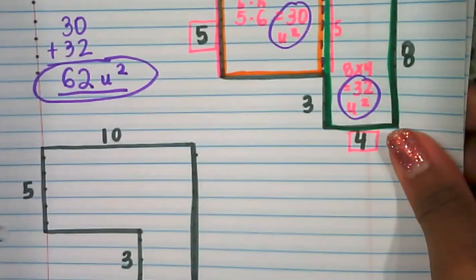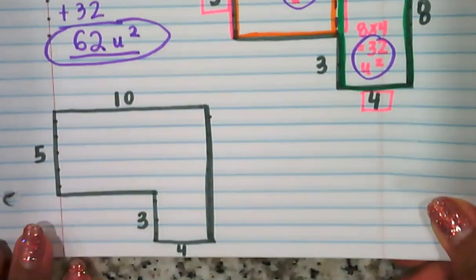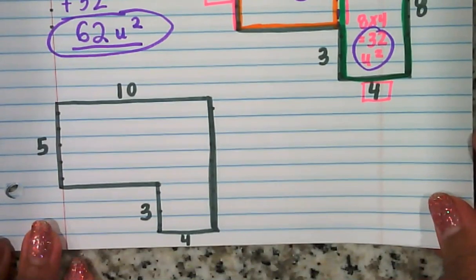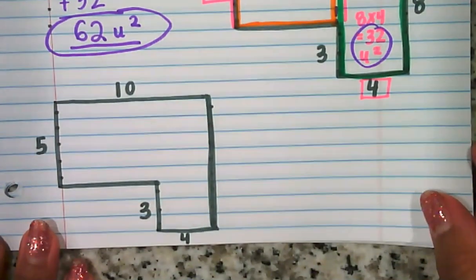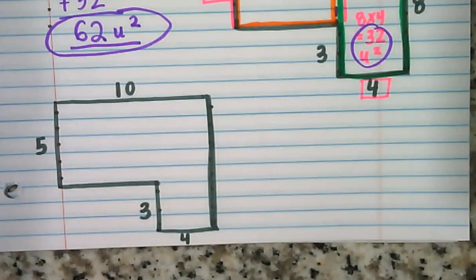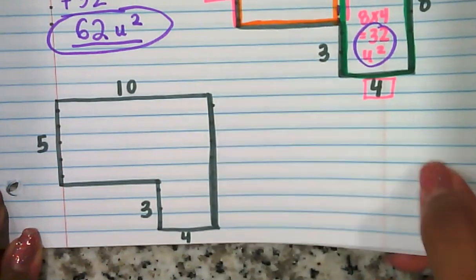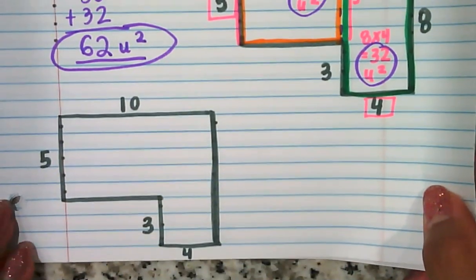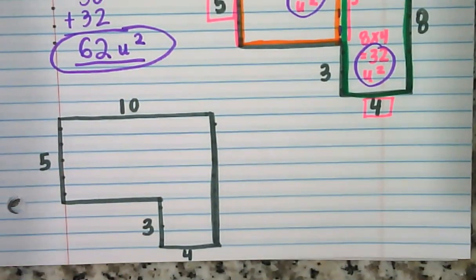Some of you may have also noticed it this way. So before we were decomposing, we were breaking the shape up to find the area of each shape and then putting those two areas together by adding. So now I want to compose. So I'm going to put different shapes together, even shapes that aren't there, to find the area of the entire thing and then subtract away what I don't need. And so let me show you what I mean.